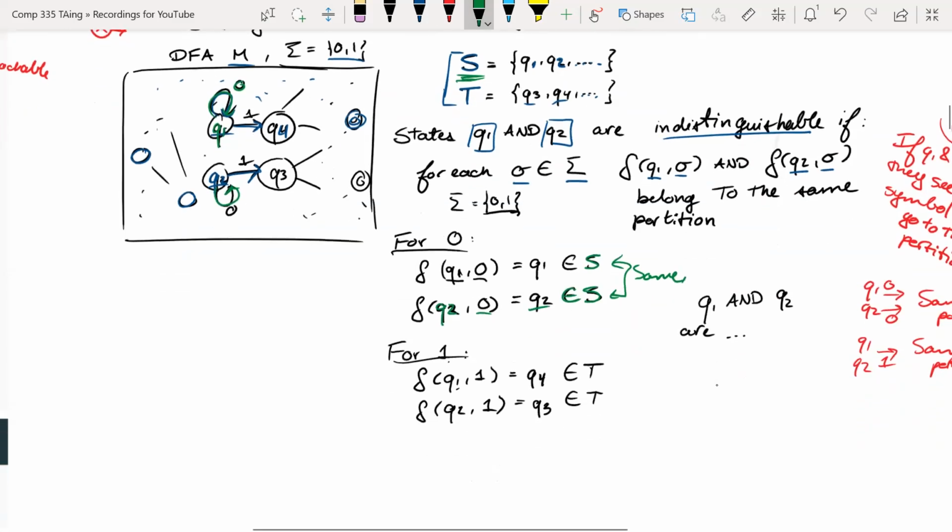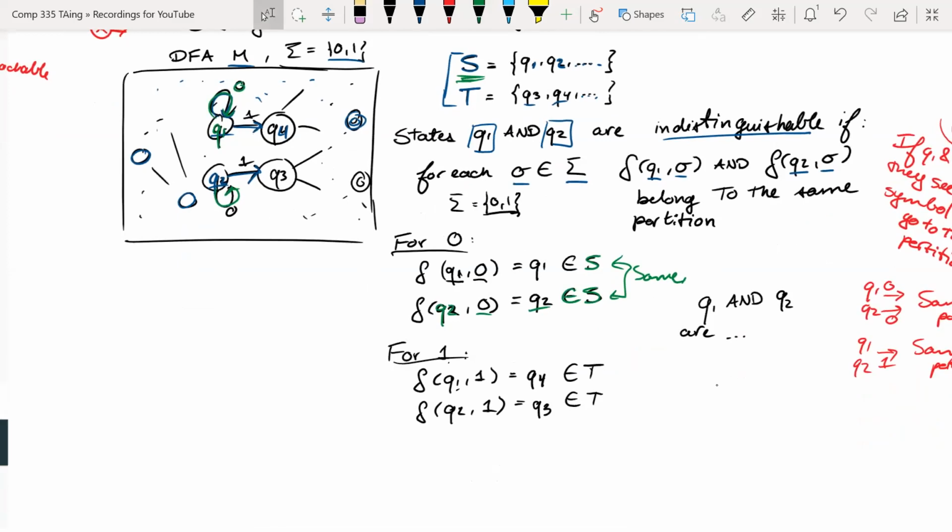Now, if I go to the second symbol, 1, I essentially repeat the same process. When Q1 sees a 1, it goes to Q4. Then when Q2 sees a 1, it goes to Q3. But both of these are part of partition T. So when Q1 and Q2 see a 1, they go to the same partition. Because they go to the same partition for 1, they appear to be indistinguishable.